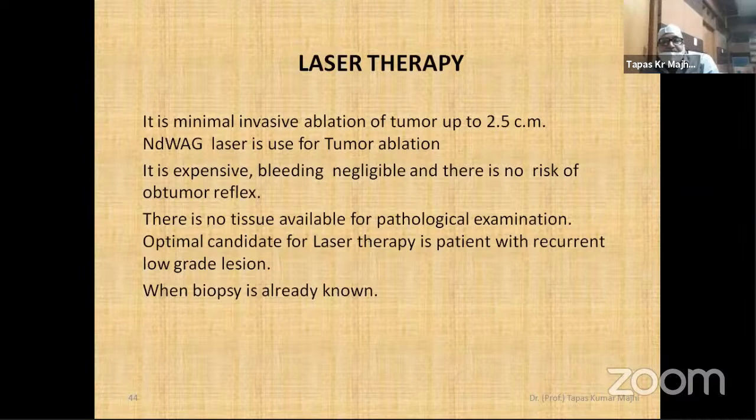When the obturator nerve is exposed to that current, it gives a violent jar, and this jar may cause perforation of the bladder. So to obviate this jar, anesthetists usually develop a technique of bilateral obturator block along with spinal anesthesia to prevent this obturator jar and associated risk. There is no tissue available for pathological examination. The optimal candidate for laser therapy is a patient with a recurrent low-grade lesion where the biopsy is already known.